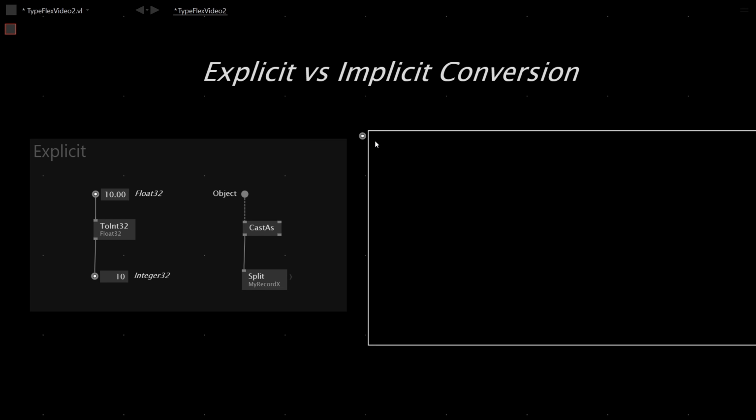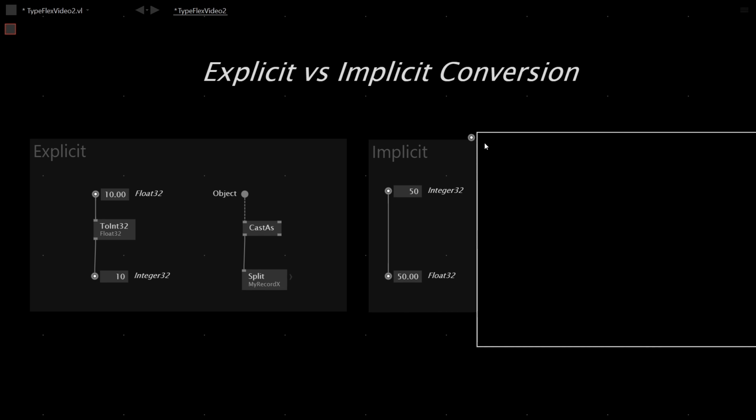Then we have implicit conversions. And they're implicit because we don't specifically need to have any function there that converts it. It's automatically done by VL or by the compiler. However, it can also be confusing. How do you even find out about these?